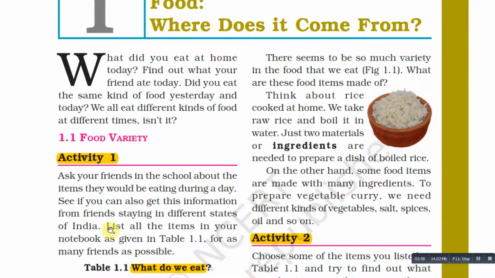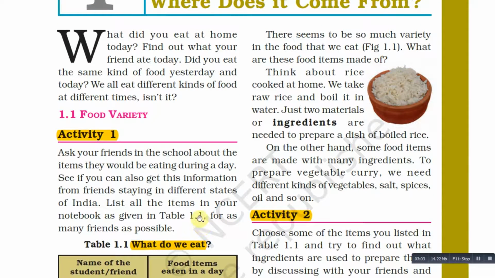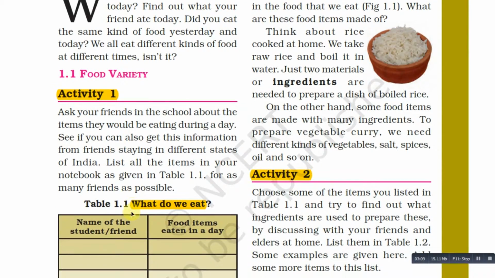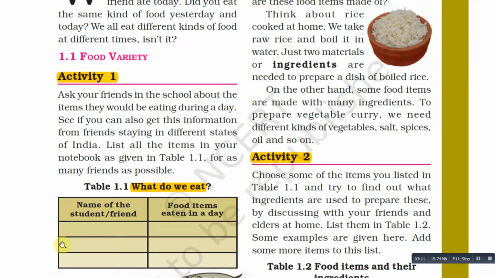So list all the items in your notebook as given in table 1.1, for as many friends as possible. So you have to make this table. What do we eat? Just the name of the student or friend here, and the food items eaten in a day. Suppose you have eaten chocolate, so you write chocolate. You have eaten pizza, so you write pizza, like that. Then what to do with this list, we will see next.